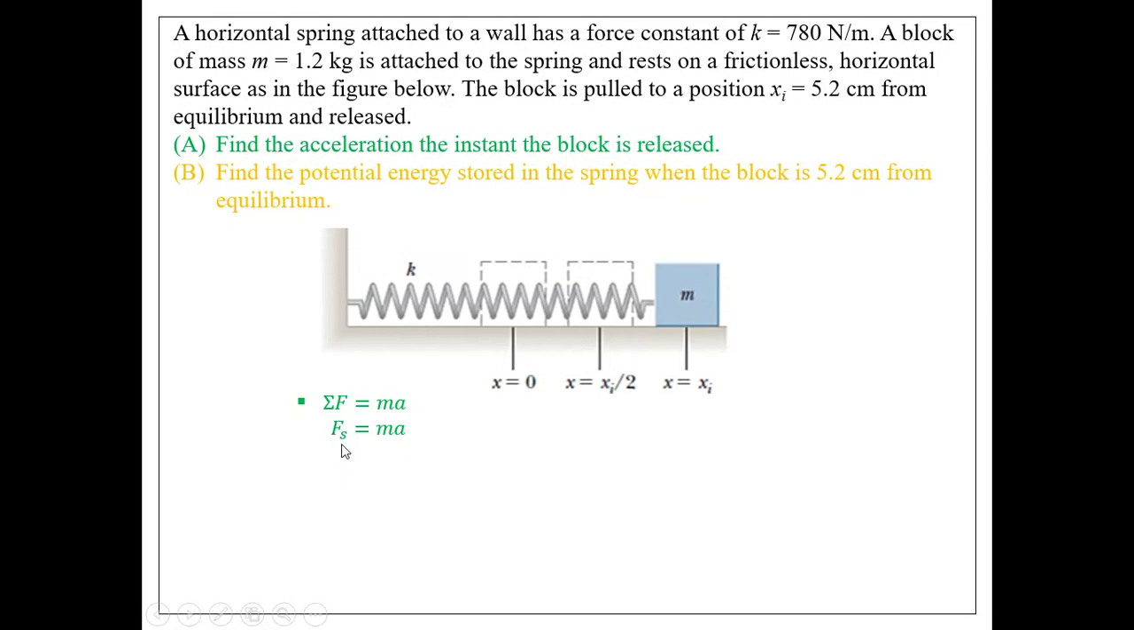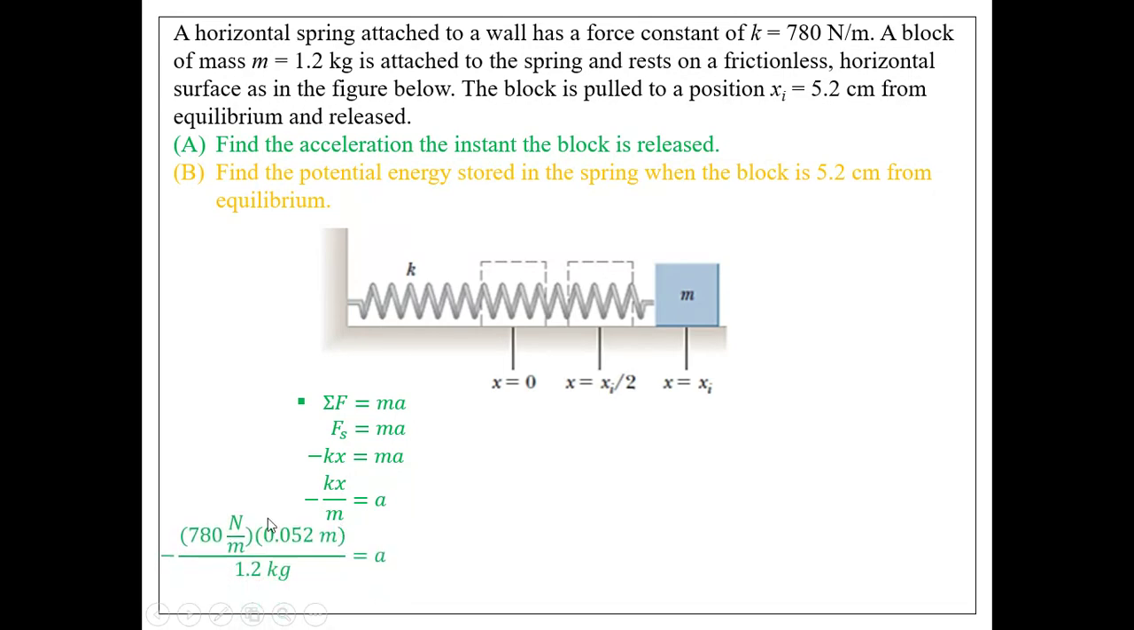So Fs here, S for spring, and according to Hooke's law, the force of the spring is given as negative kx. To solve for a, I would divide both sides by m. As you can see here, everything is given to you. k is 780 newtons per meter. x here is 0.052 meters, so make sure you convert centimeters to meters once again. And the mass here is 1.2 kilograms.